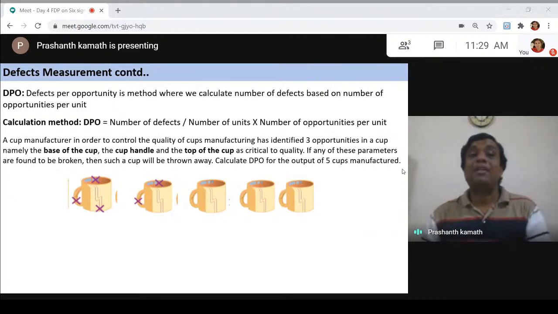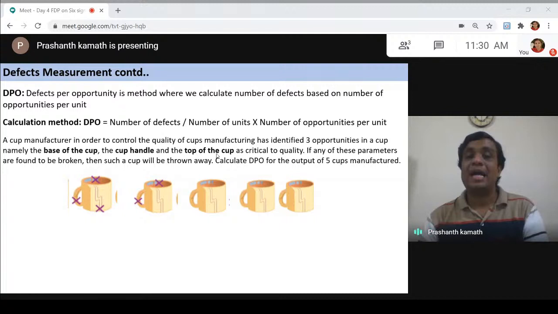So here the cup manufacturer has said at no point in time the top, the base, and the handle of the cup should be broken. These are critical to quality. Customer will buy our cups only if these three things are proper, right? And if it is found to be broken, we will have to throw that cup. We can't take it to the shop to sell. Opportunities are there per unit or per cup. Based on the quality controller, he has identified three opportunities. This is 1, 2, 3, right?